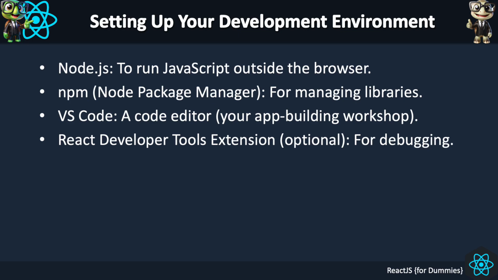All right, so before we dive in, let's make sure your toolkit is ready. Think of Node.js as the engine that runs your React app and NPM as the app store for the libraries you will need. We will use VSCode because it's like having a Swiss Army knife for coding. It's got everything. So make sure you download Node.js from the web. Again, just Google it, download Node.js, and you will have the link.